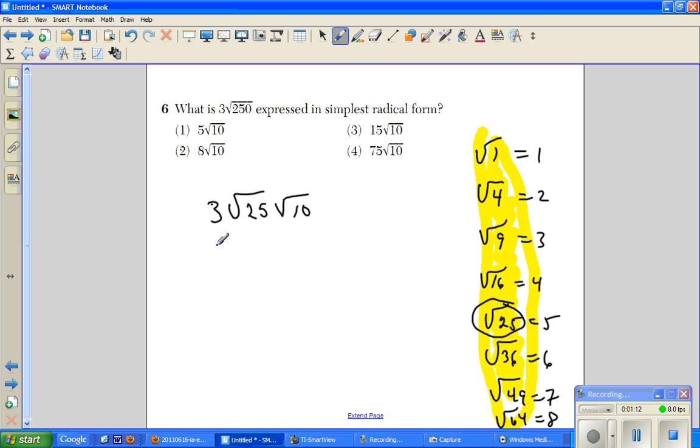Since 25 is a perfect square, this expression can now be written as 3 times 5 times the square root of 10. The square root of 10 is left alone because that is not a perfect square. Multiply these two numbers: 15 times the square root of 10, choice 3.